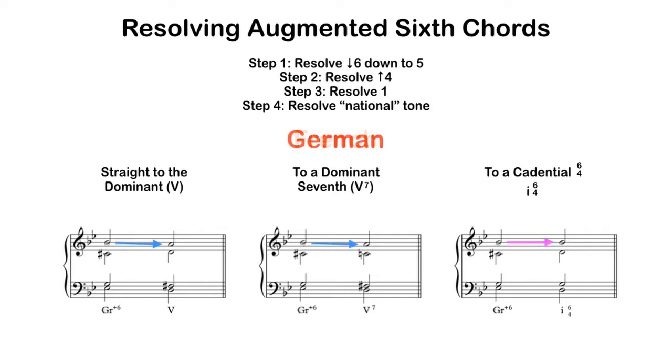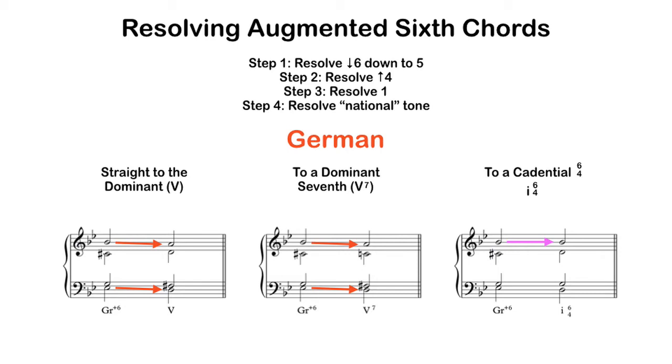And finally, our German augmented sixth. Now, if we do everything the same way that we've done before, we have our flat 6, our 1, our sharp 4, and our 3, and we go straight to our dominant, it's going to sound like this. And you might have noticed that the flat 6 and the flat 3 both resolving down to scale degree 2 creates parallel fifths, and that's something we usually try to avoid.